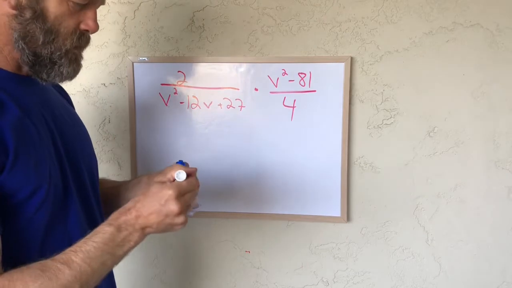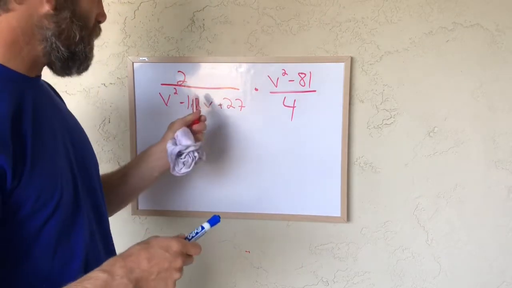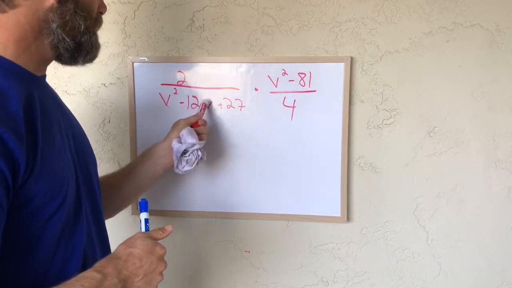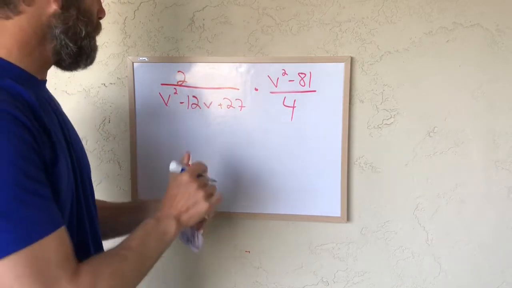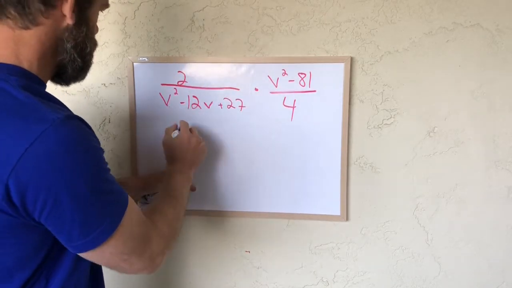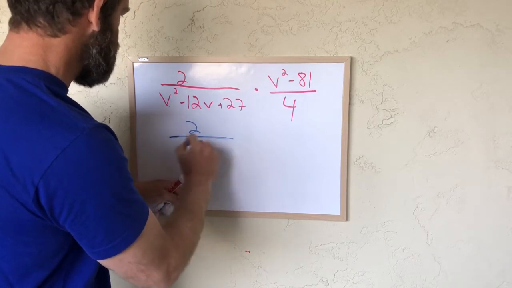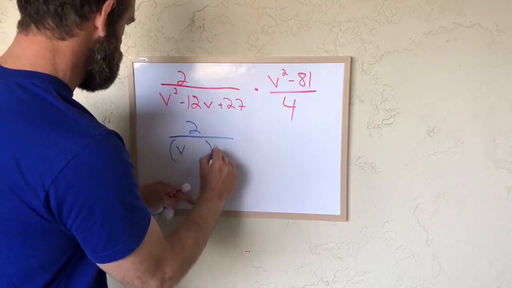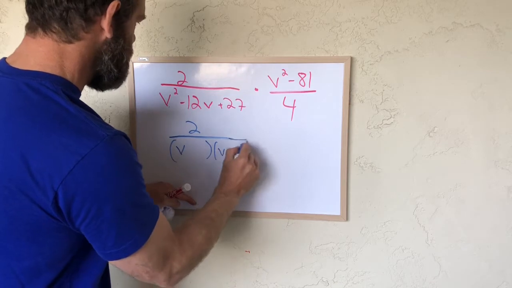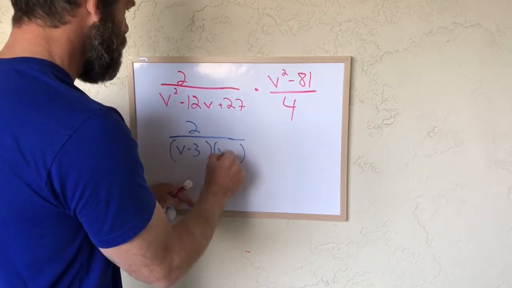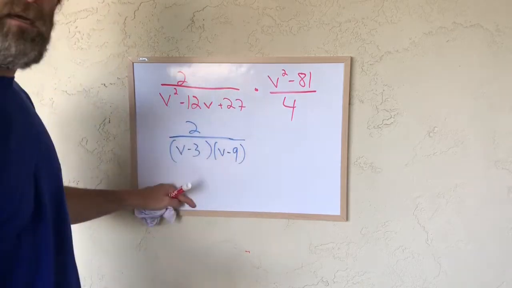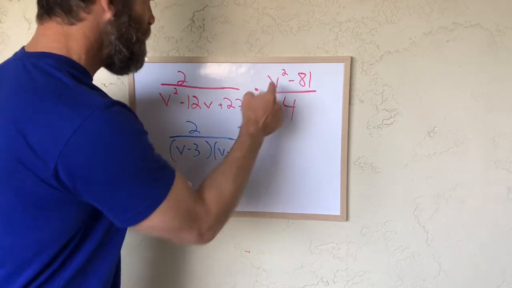Okay, before I do anything, I have to factor. I'm not going to worry about that it's this rational expression times this rational expression. I'm just going to factor everything. I can factor two numbers that multiply together to get 27 and add together to get negative 12: negative 3 and negative 9. I can factor this.